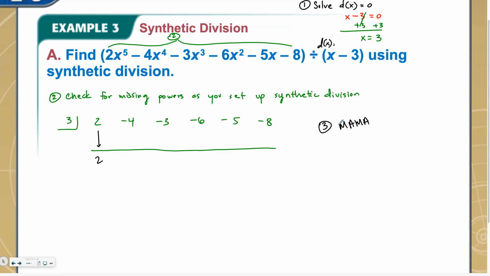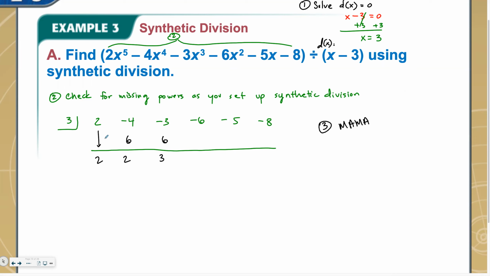So you start with M. What does M stand for in math? Multiply. What's 3 times 2? 6. Now that I've multiplied, you add these together. What's -4 plus 6? 2. That goes there. Now that you've added, you return and repeat. You multiply again. What's 3 times 2? 6. Now we add. -3 plus 6 is 3.